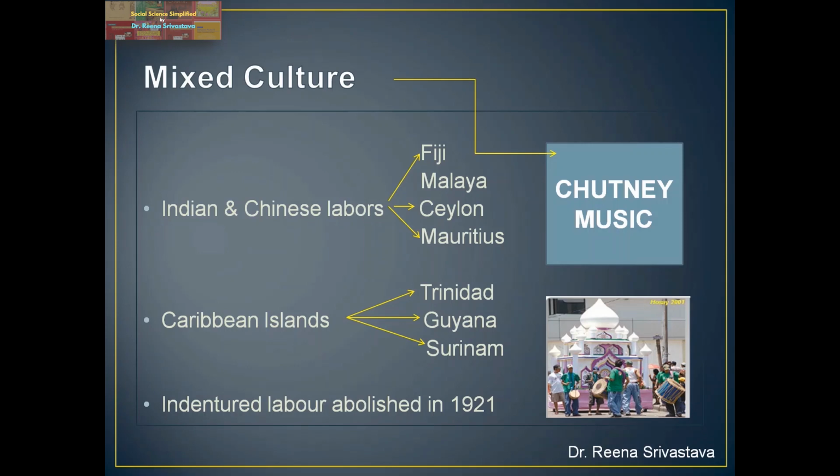When we talk about mixed culture and composite culture, we're talking about global culture, which emerged because these people from different regions lived together and developed a composite culture. Indentured labor was, although abolished in India in 1921 through the efforts of some Indian nationalists. So this is all about mixed culture.